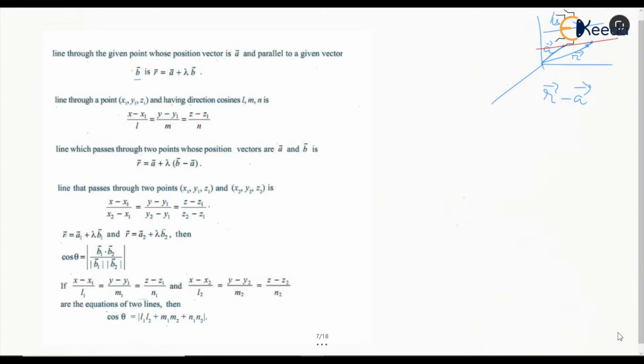So this line is now the R minus A vector. Now it is supposed to be parallel to this line B. So we can say this R minus A should be some constant or some scalar times the B vector.